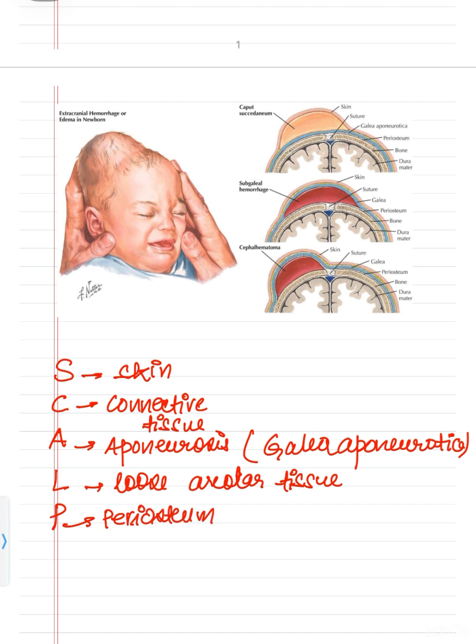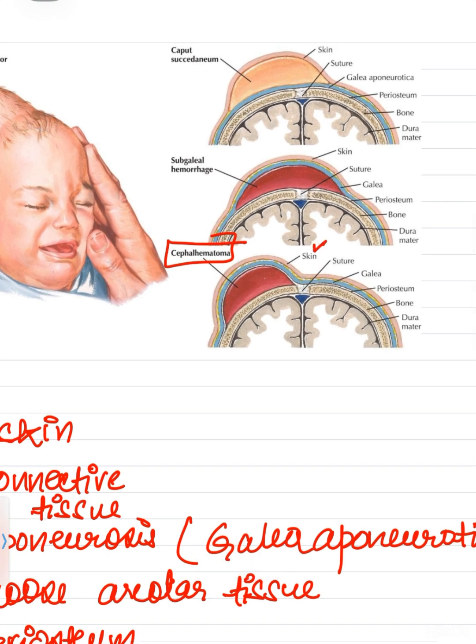So there is a cephalohematoma that we are talking about. We can see there is skin, below that there is a connective tissue of yellow color, then we have the galea aponeurotica, then the loose areolar tissue, and then the periosteum. Then there is the bone. So the cephalohematoma is present between the bone and the periosteum. We can very well see that it cannot cross the suture line, so it will be limited by suture line. So that is the cephalohematoma.